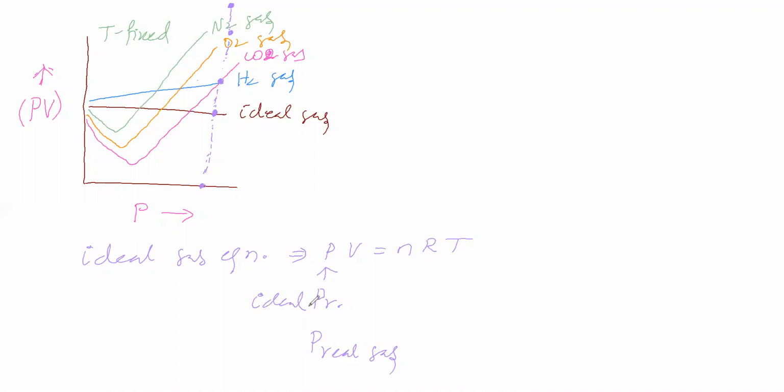If you take an ideal gas, among the ideal gas molecules there is no attraction. Ideal gas molecules collide with the wall of the vessel, so the ideal gas exerts pressure. That pressure is called the ideal pressure. Now let us compare the pressure exerted by ideal gas and the pressure exerted by real gas.